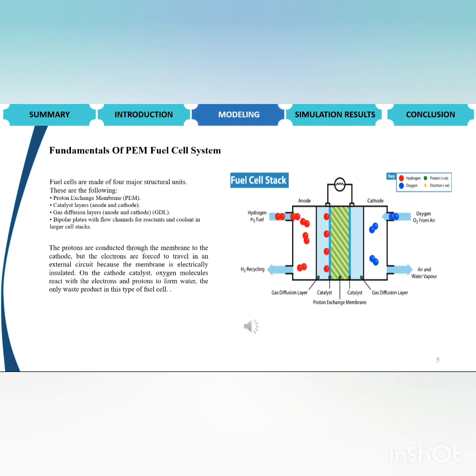Fuel cells are made of four major units: the PEM, the GDL (gas diffusion layer), the catalyst layer, and bipolar plates. The protons are conducted through the membrane to the cathode, but the electrons are forced to travel in an external circuit because the membrane is electrically insulating. At the cathode catalyst, the oxygen molecule reacts with the electrons and protons to form water, the only waste product in this type of fuel cell.